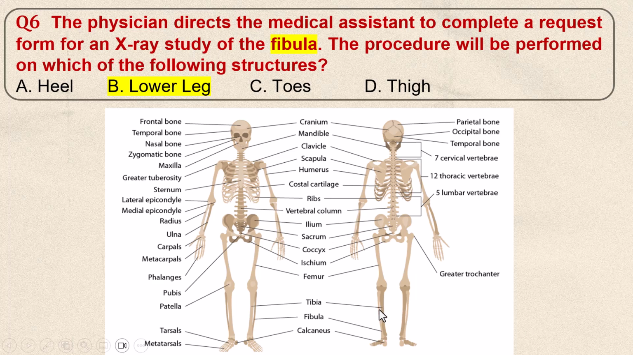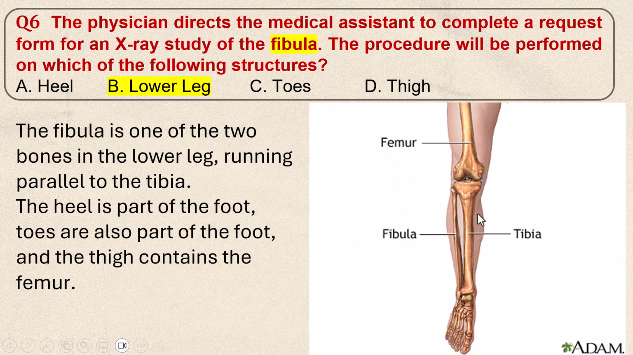You can see in the lower leg, the fibula is situated here. When you see close up, you can see the medial part is tibia and lateral part is fibula. Fibula is one of the two bones in the lower leg running parallel to the tibia.